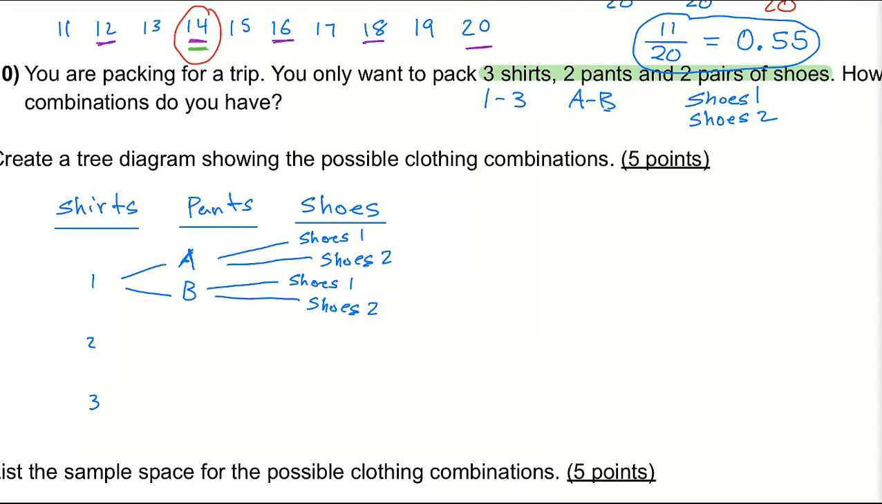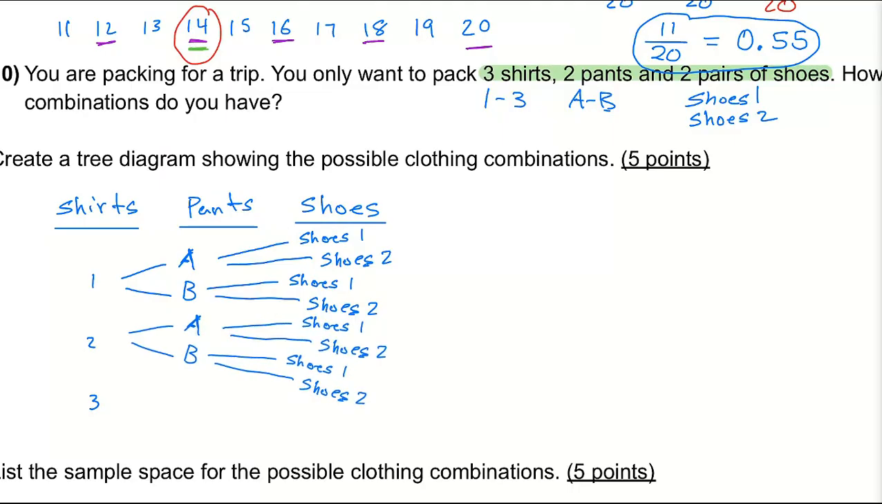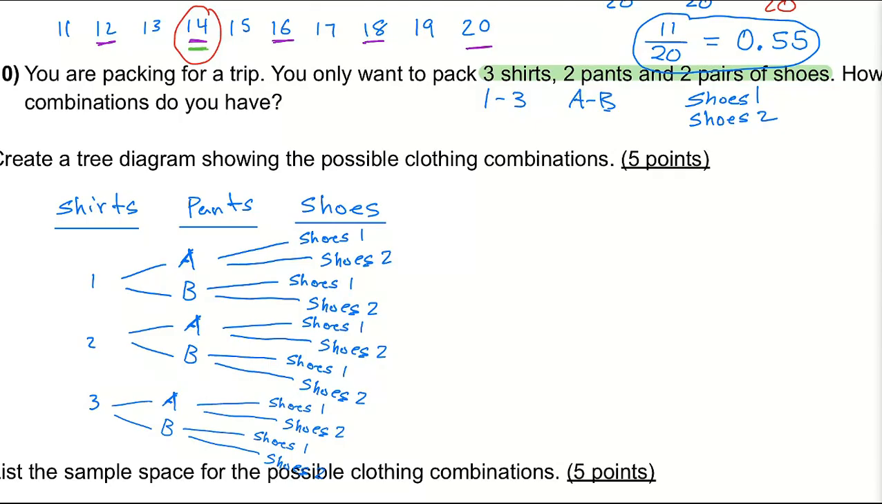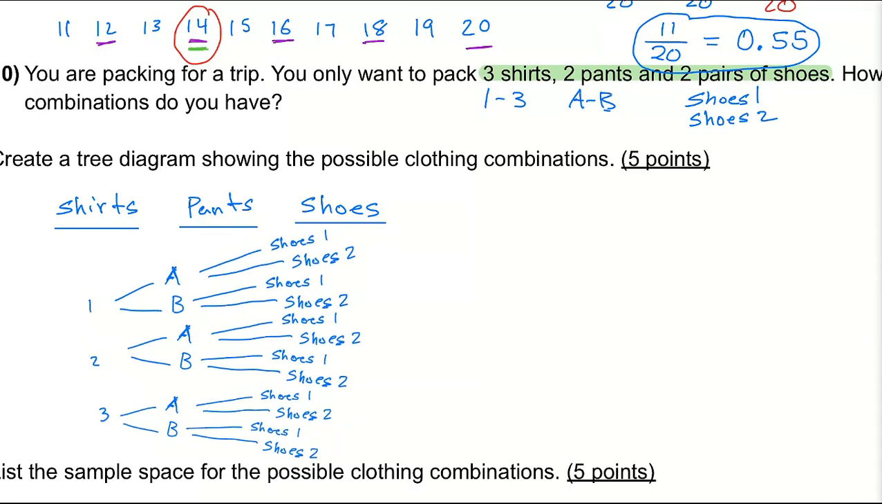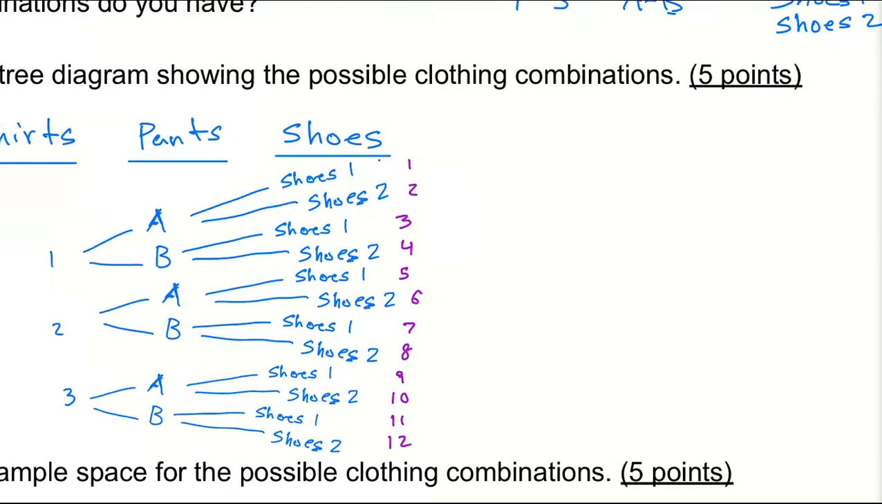And going back to the shirts, 2 is going to have all of these same combinations. This is going to get messy. Okay. Shirt 3 is going to have all of these combinations here. Let me clean this up a little bit. I hate tree diagrams. All right. So that's kind of what we've got. And then in terms of the total combinations, you got 1, 2, 3, 4, 5, 6, 7, 8, 9, 10, 11, 12. So there's 12 total combinations for this.